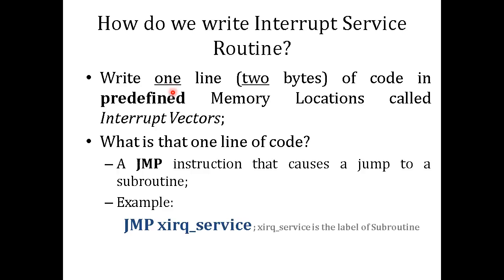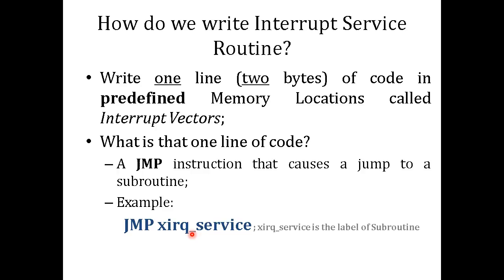So what do you exactly do then? This is interesting, that instead of actually writing the subroutine, what you do is you actually call the subroutine in that place. So this is exactly what you do. See, you just write something like this: jump and then a name of a subroutine. Now remember, XIRQ service is the name of a subroutine, and this name is given by us. So that means you can change this name, you can give whatever name you want, right?